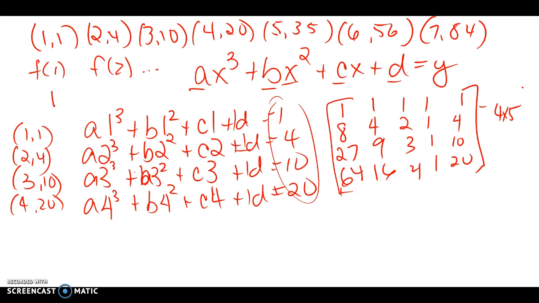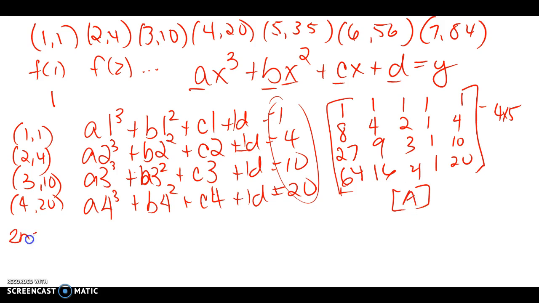So I'm going to go to my matrices under Edit and put in a 4 by 5 matrix. Fill it across. So 8, 4, 2, 1, 4; 27, 9, 3, 1, 10; 64, 16, 4, 1, 20. All right, so I have filled this in. This is my matrix A.